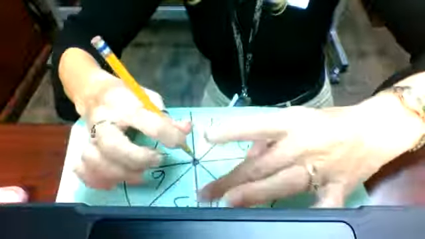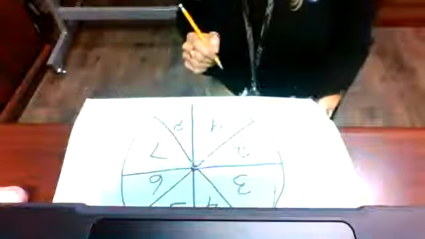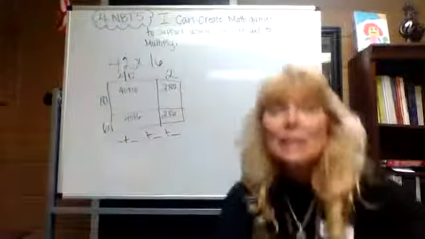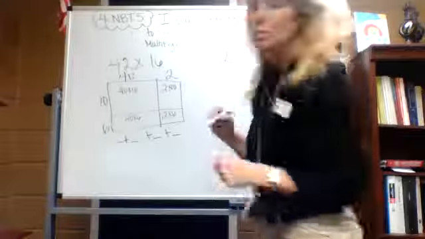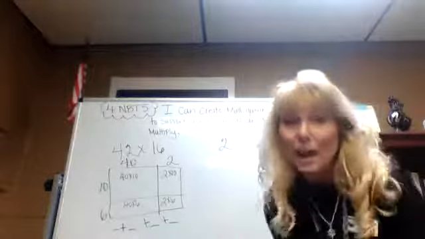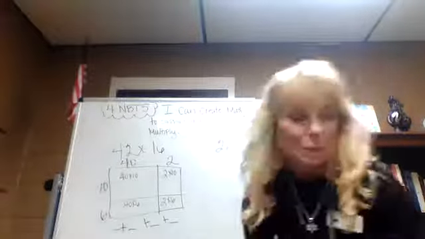And then you just flick the paper clip. And whatever number it lands on, I've landed on a 2. That would be the first number I would generate. So there's how you make a spinner. And then my first number would be a 2. And you would continue to spin and create your 2-digit times your 2-digit number so that you can continue to practice your area model for multiplying 2-digit times 2-digit numbers.